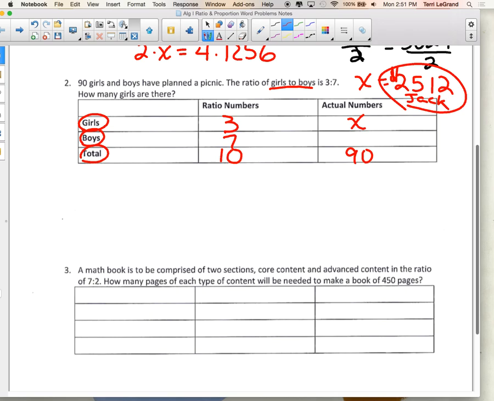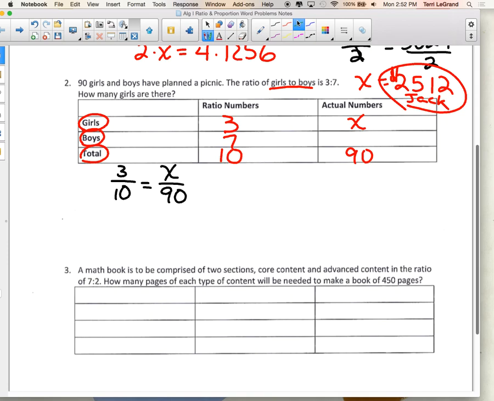3 over 10 equals X over 90. Because 3 girls compared to a total of girls and boys is being compared to X girls out of a total of boys and girls. Now we're comparing likenesses, aren't we? So now we can solve this. We can either use cross products or another method that you use to show your work. Okay, anybody want to offer up what would be a good thing to do in this one?